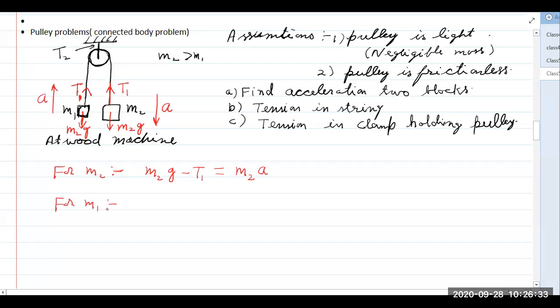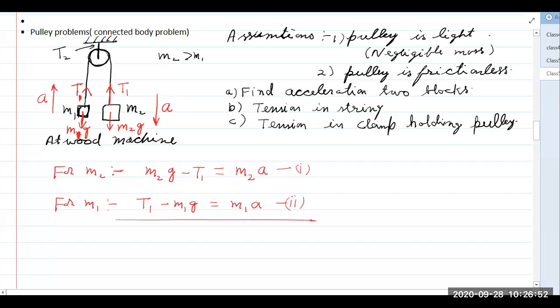since M1 is going up, T1 will be more. So we will first write T1. T1 is more and M1G is less. So T1 minus M1G is equal to M1A. So this is equation 1, this is equation 2.